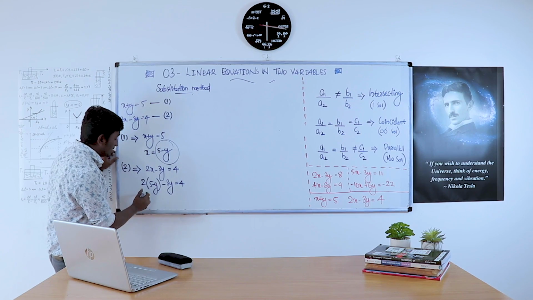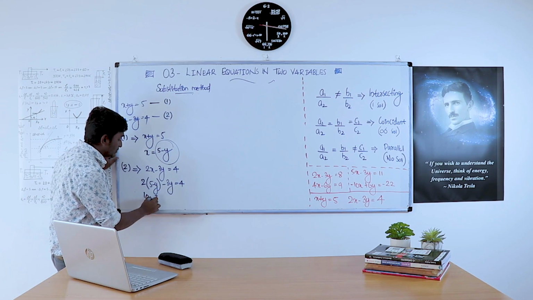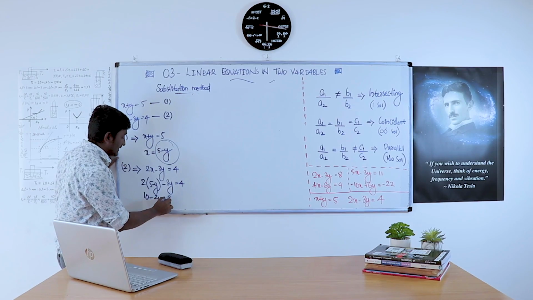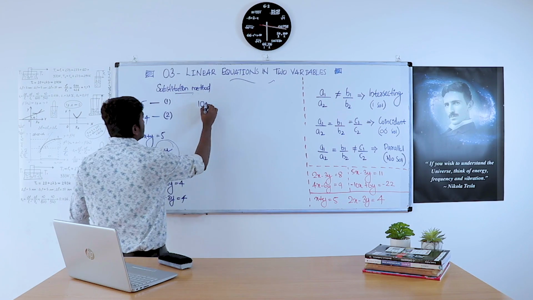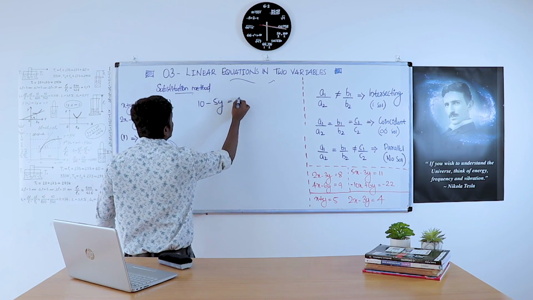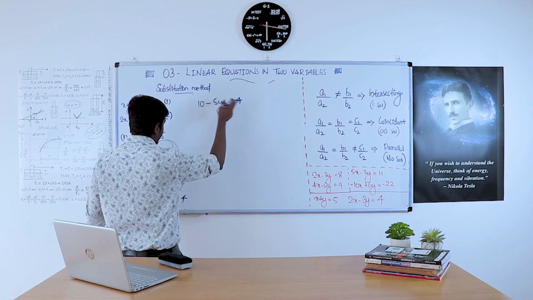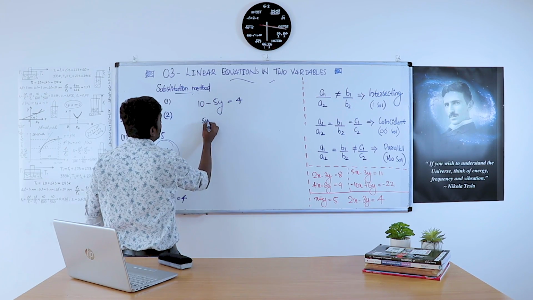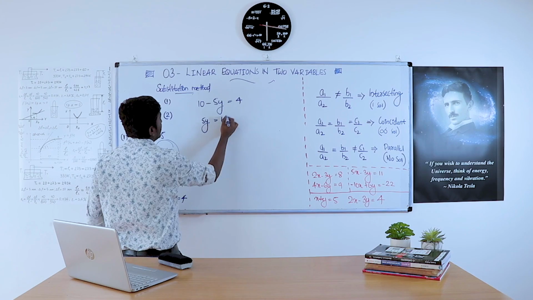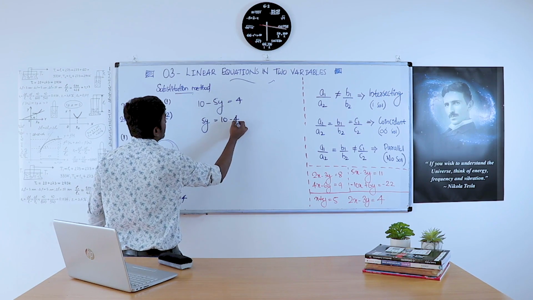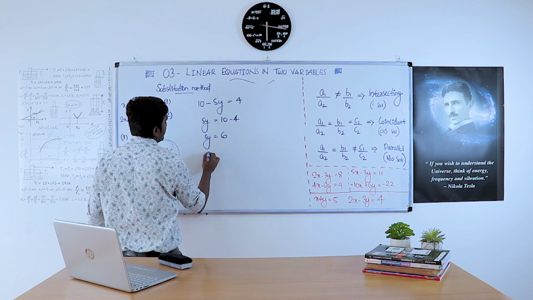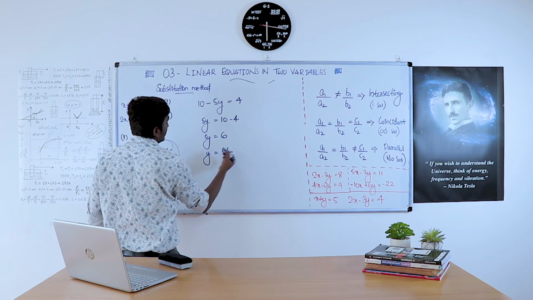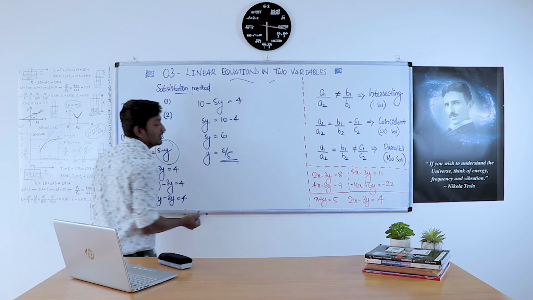Now open the bracket: 2 into 5, 10, minus 2 into y, 2y, then minus 3y is equal to 4. That is 10 minus 2y minus 3y, which is minus 5y, is equal to 4. Minus 5y is shifted to the right side, it becomes plus 5y. The 10 is already here, and 4 is shifted to the left side, it becomes minus 4. That is 5y is equal to 10 minus 4. What is 10 minus 4? It is 6. So y is equal to 6 by 5.